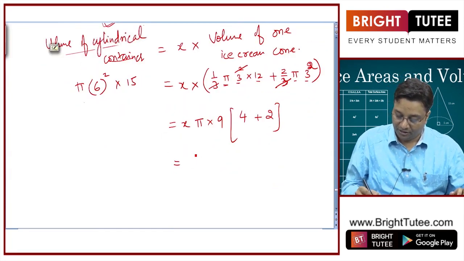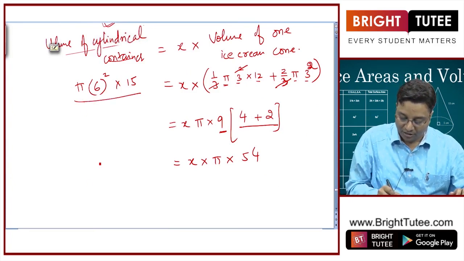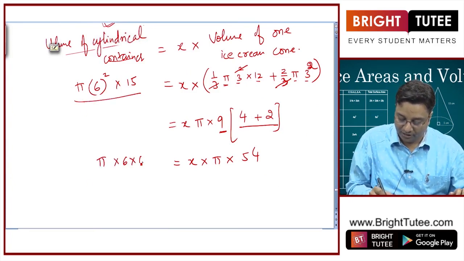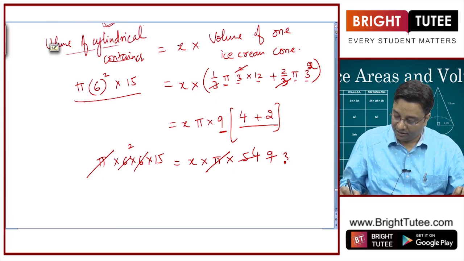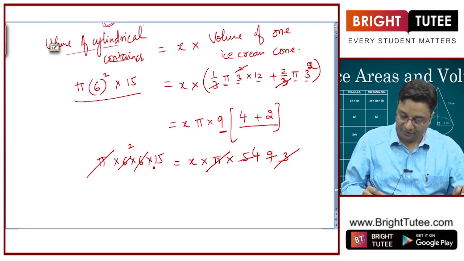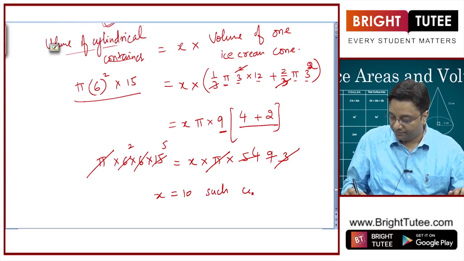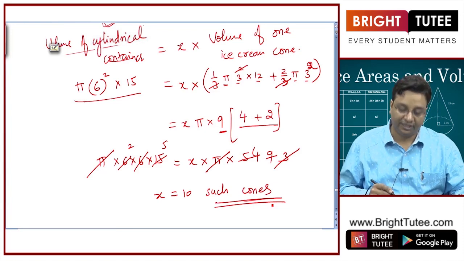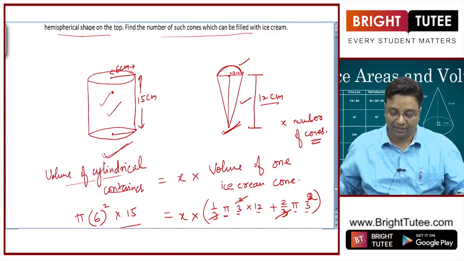Okay, so this is equal to x into pi into 6 into 9, which is 54. And on the left hand side I have got pi into 6 into 6 into 15. So pi is cancelled out. 6 9s are 54, 3 2s are 6, 3 3s are 9, and 3 5s are 15. So x is equal to 10. So 10 such cones can be filled using the ice cream in this cylindrical container. Okay, so this is how you will deal with this question.